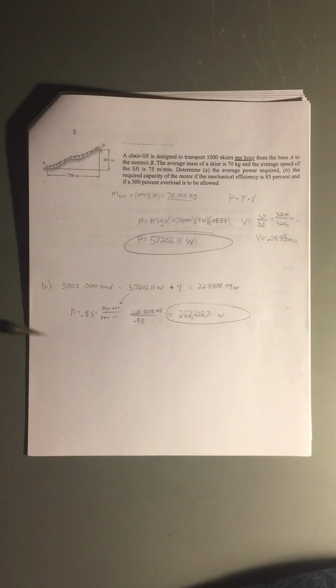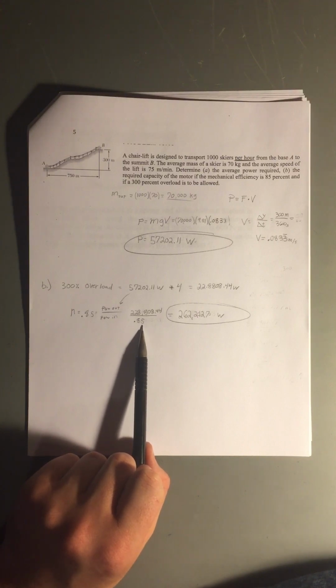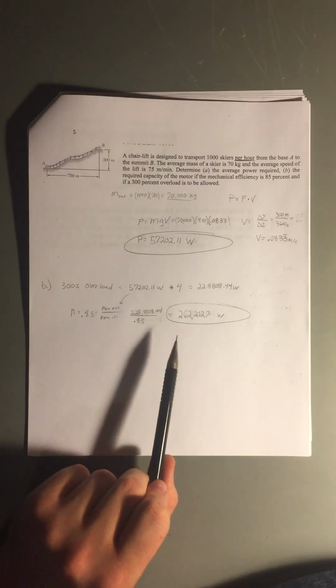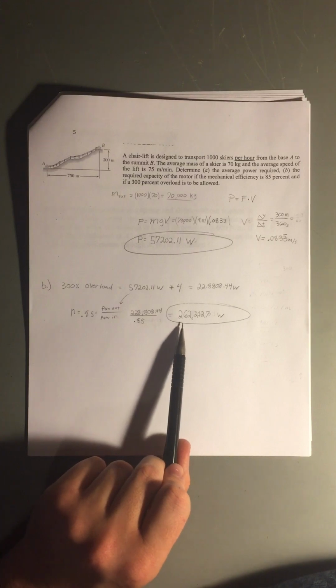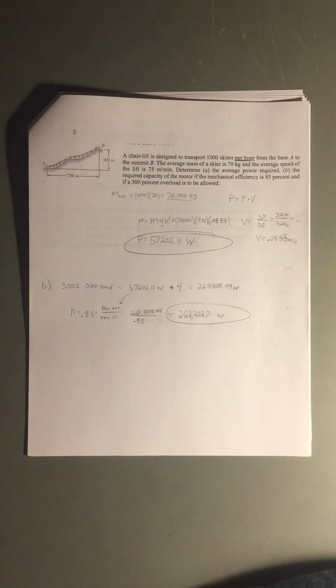And then our formula for efficiency is eta equals power out over power in, and eta we know is 0.85 because that's the efficiency given in the problem. And so rearranging that, we know we can divide by 0.85 to find the initial power in that we need, and that comes to this 262,000 watts. So that's the answer for this one.